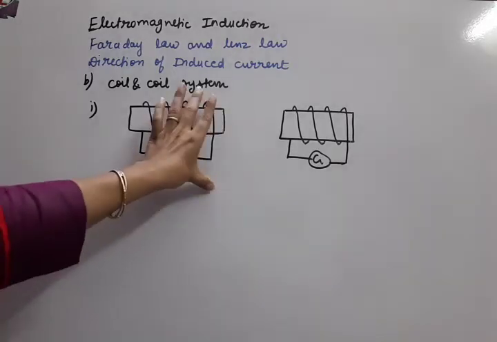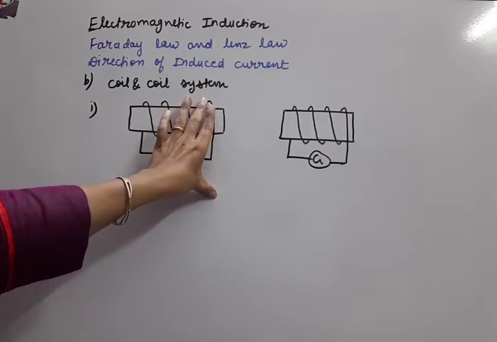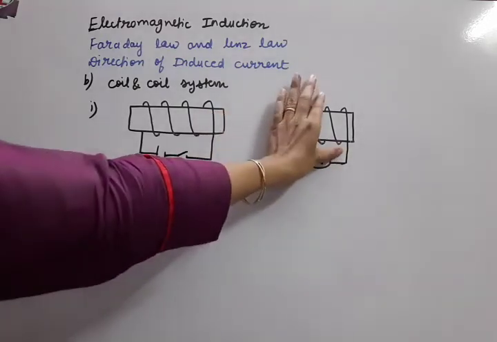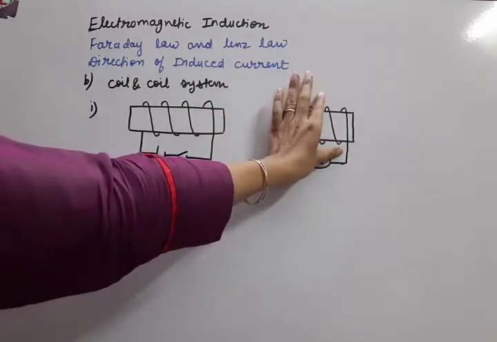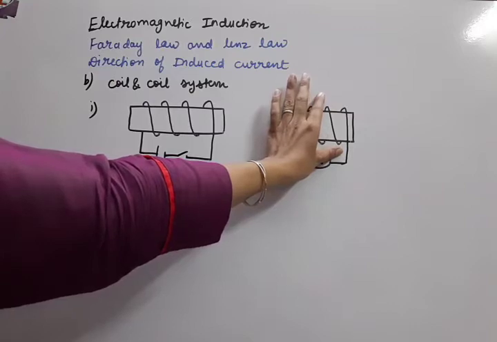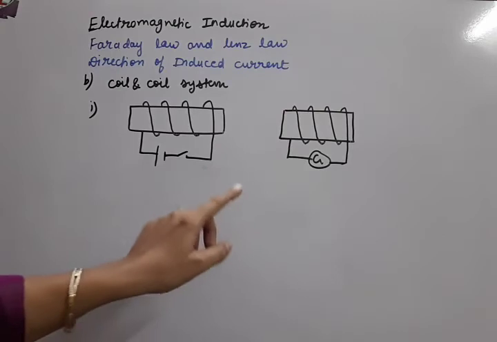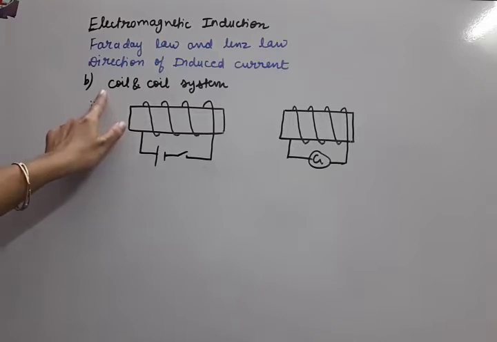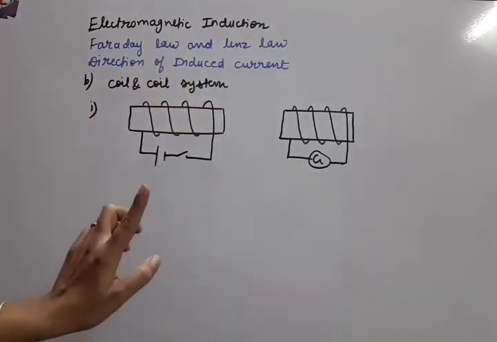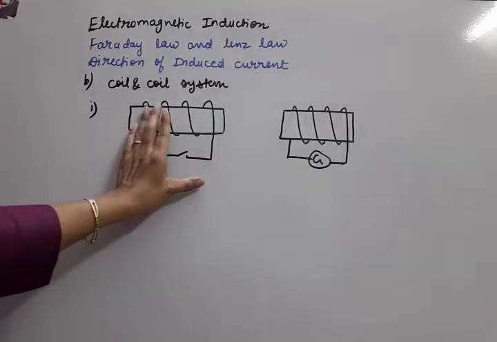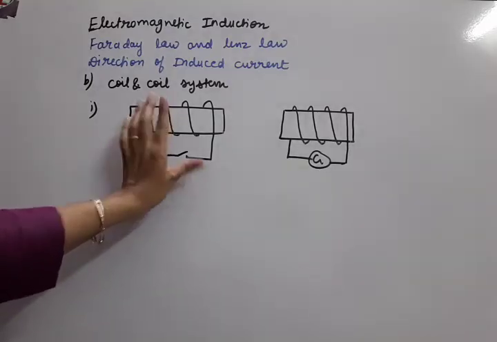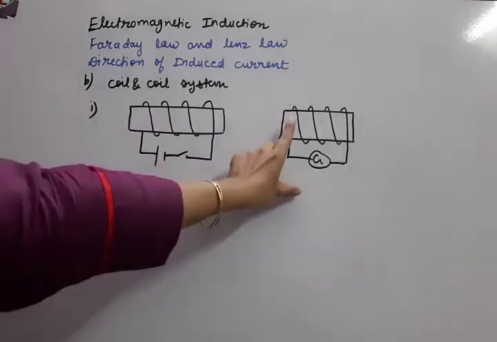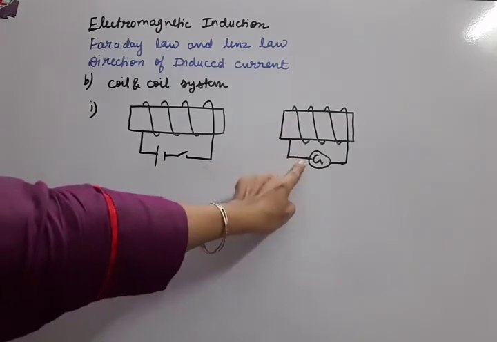Here the magnet was producing the magnetic flux, and by moving the magnet towards or away, in this coil there was change of magnetic flux, that means change of magnetic field lines. Now we are taking another type of example. You can say this is example number 2, a coil and coil system. Here instead of a magnet we are taking a coil, but here the battery is present, so we can call it the primary coil. Here there is no battery present, so this is called the secondary coil.